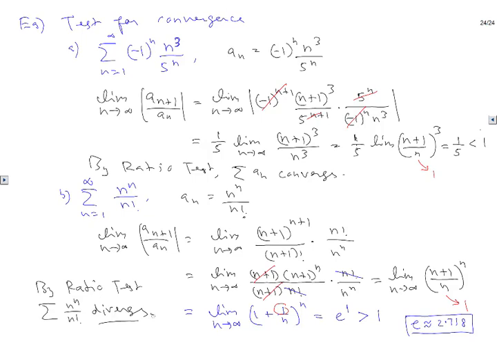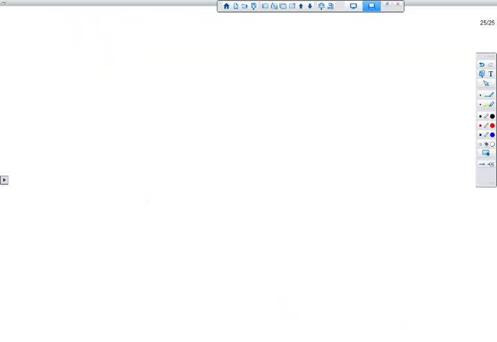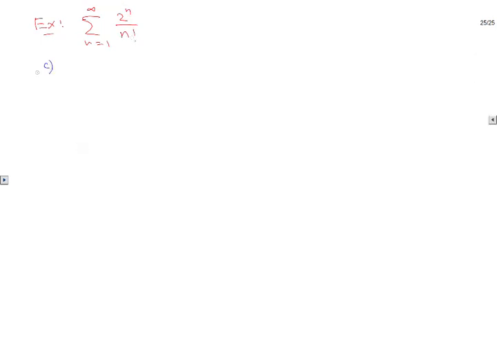We can do maybe one more, just to see when the test is gonna fail. So let's look at this example, just to show that the test sometimes fails. Actually before that I'm going to give you an exercise problem, so you can try this one. So this is an exercise for you: sigma n going from 1 to infinity, 2 to the n over factorial n. You can try that. So this is the third example, example number C.